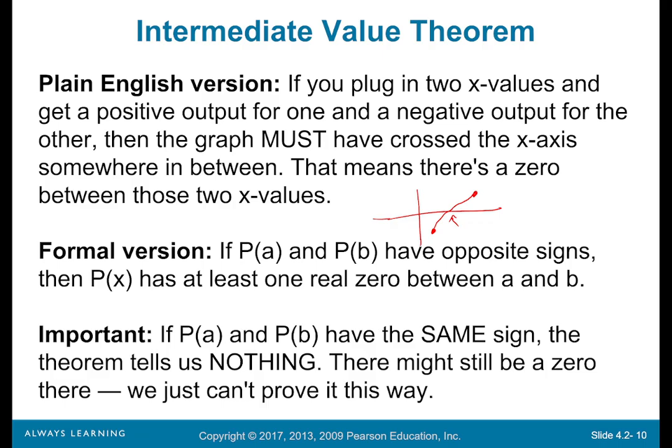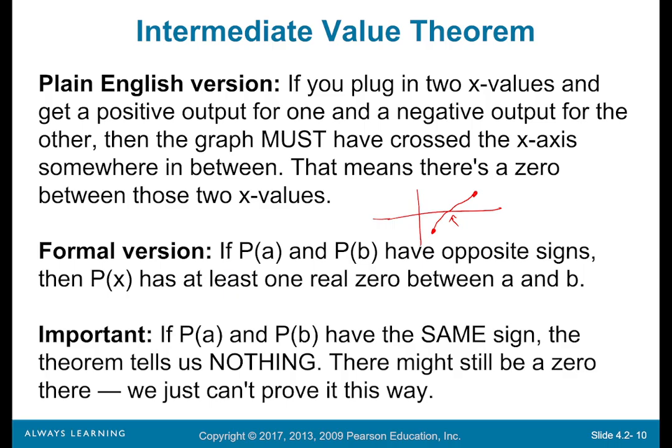Formally, if I were to write this down, we would say if P of A and P of B have opposite signs for some polynomial P of X, then P has at least one real 0 between A and B. But sometimes the picture and the natural language is a little bit easier to understand.